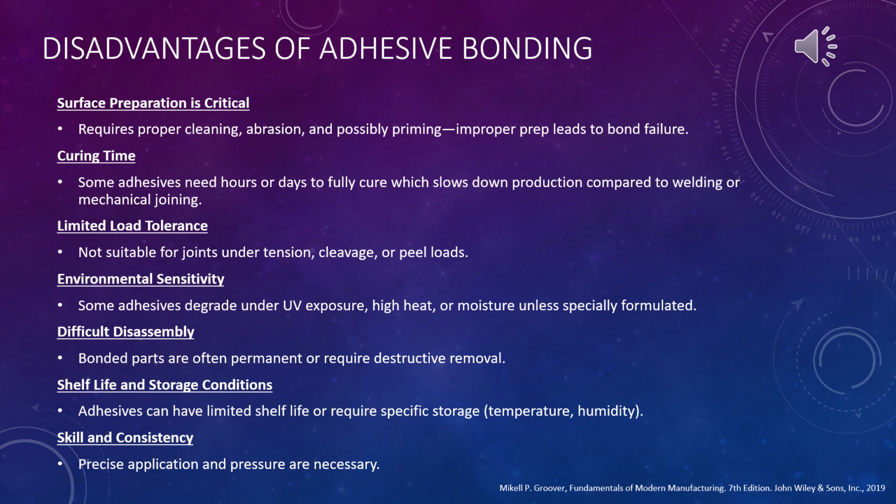Number 5 is difficult disassembly. Bonded parts are often permanent or require destructive removal. Disassembling often damages one or both parts, which limits the ability to repair or recycle them. It's not ideal for applications where maintenance, part replacement, or disassembly is super important.